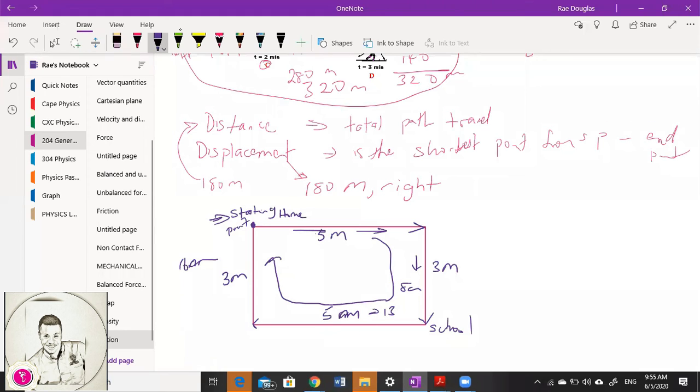Now my question is, what would be your displacement from your starting point to your end point? 8? Can't be 8. So your starting point is your end point. Remember, displacement is the shortest point from the start point to the end point. So if you start at your starting point and you go back to your end point, what's your displacement?